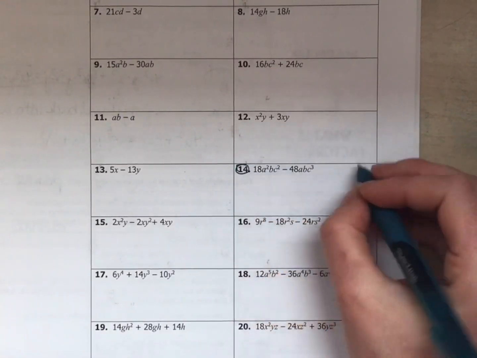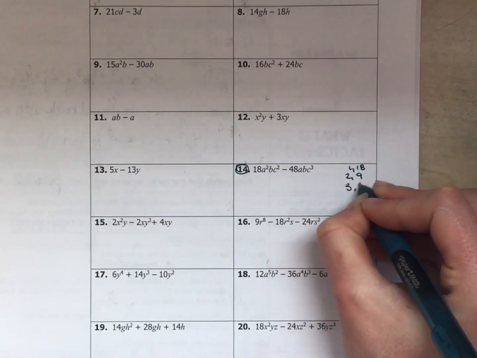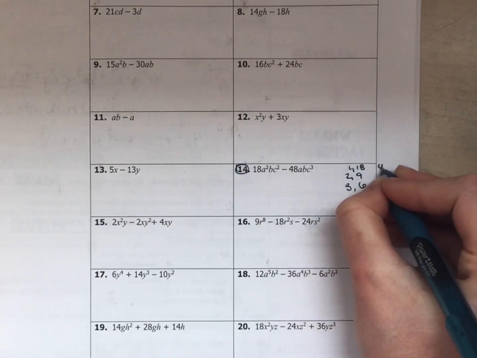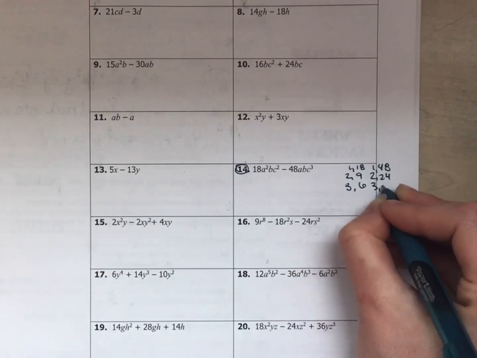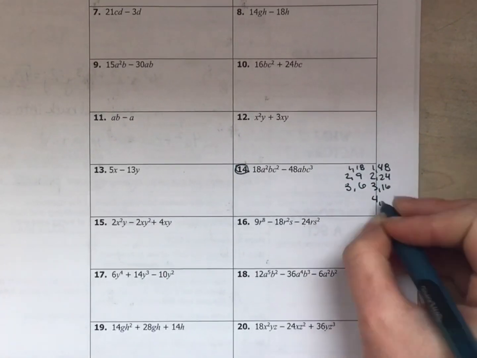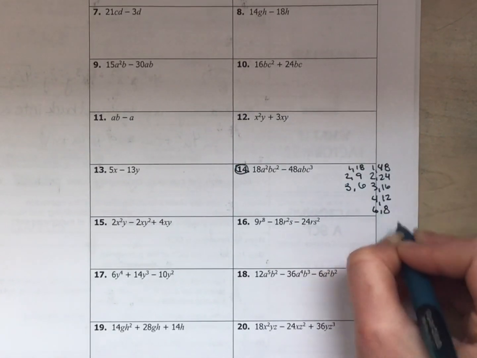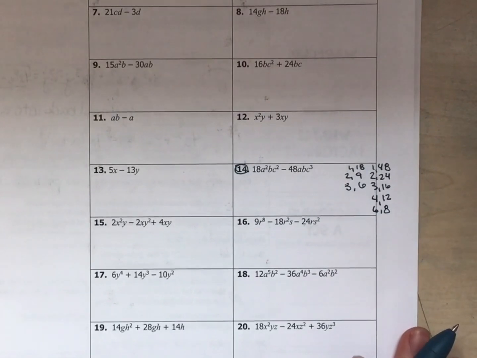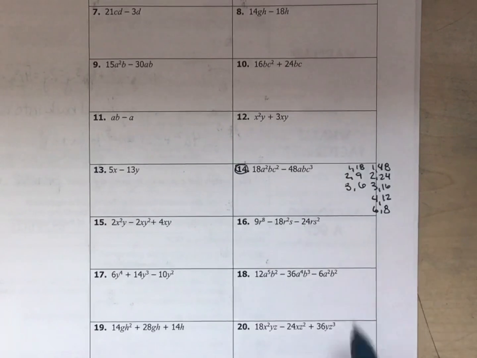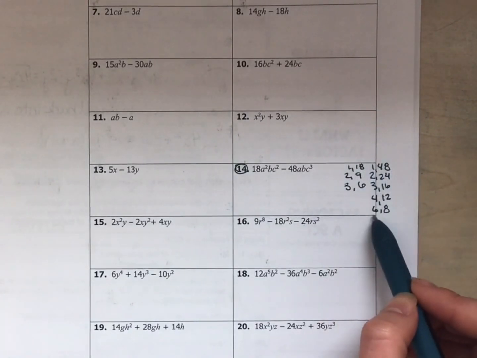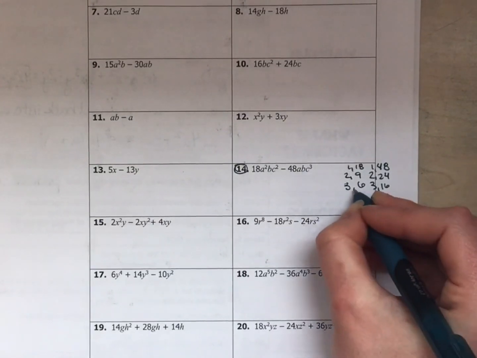Now I want to list my factors of 18. They're 1 and 18, 2 and 9, 3 and 6. 48 has a few more. 1 and 48, 2 and 24, 3 and 16, 4 and 12, and 6 and 8. So we said the first step was to identify what their greatest common factor was. And out of 18 and 48, the number that they both share, that's the largest, is going to be 6.